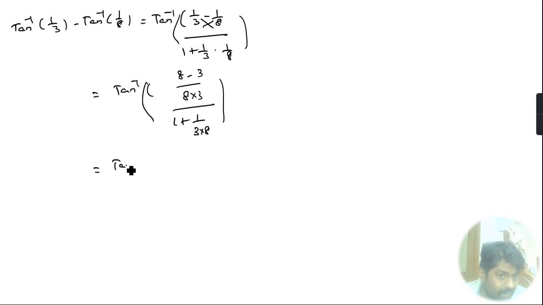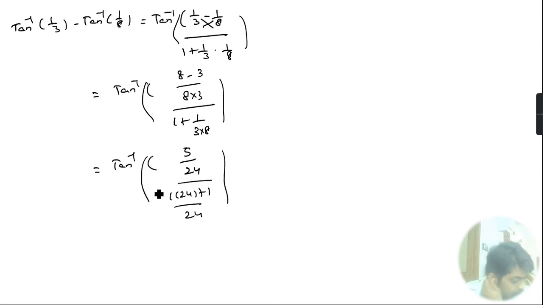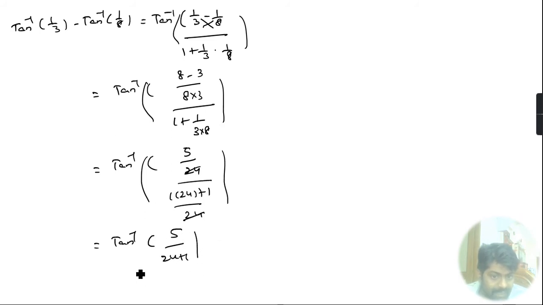So we get tan inverse of 8 minus 3, that is nothing but 5 by 24, divided by 1 into 24 plus 1 by 24. Twenty-four cancels, and we get tan inverse of 5 by 24 plus 1, that is tan inverse of 5 by 25, that is nothing but 5 1 jar, 5 5 jar. So that is equal to tan inverse of 1 by 5, which is equal to RHS.